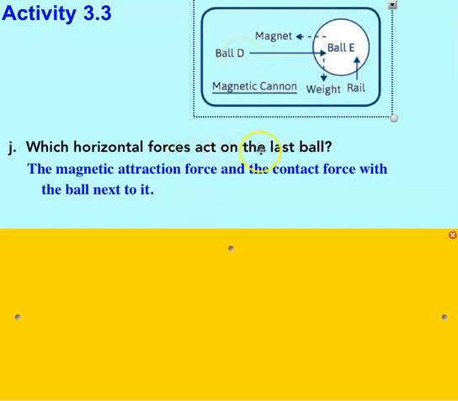So which horizontal forces act on the last ball? We've got the non-contact pull force of the magnet on ball E, and then we've got the push contact force on ball E by ball D. And both of these are horizontal, as it says in the question.